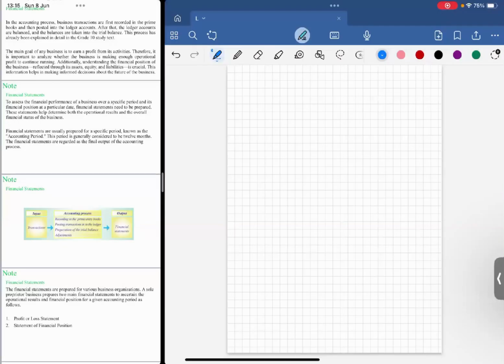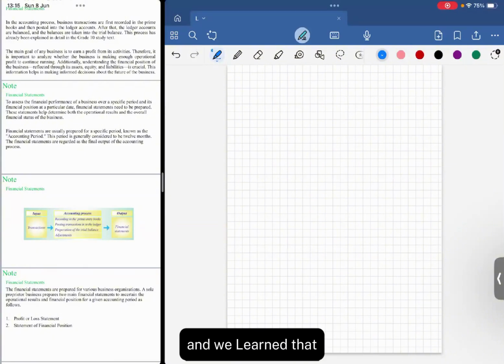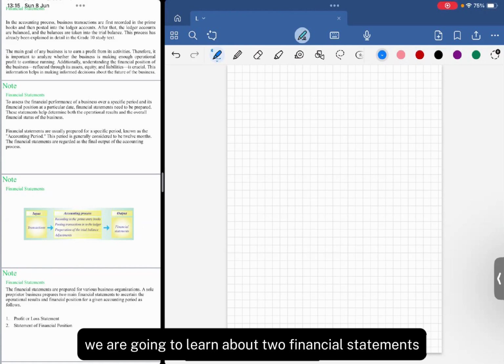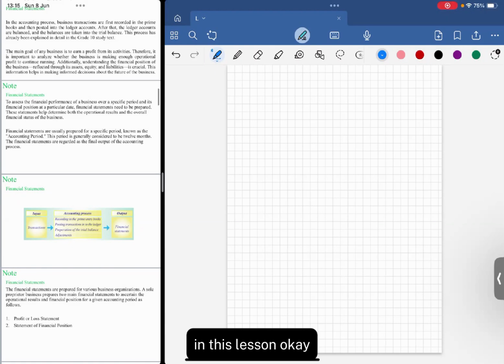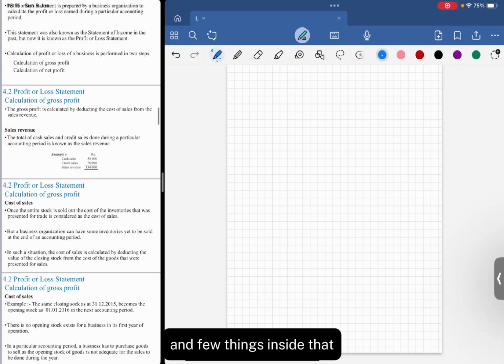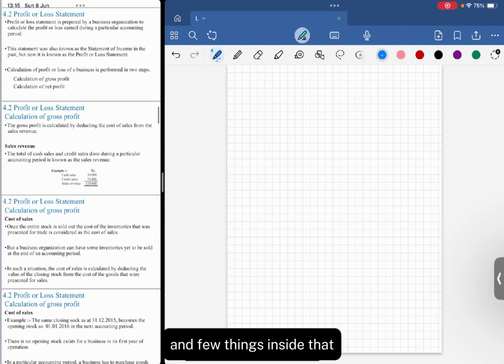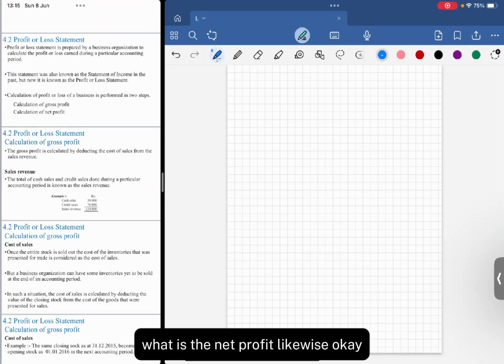Okay, so we studied sort of an introduction to financial statements, and we learned that we are going to learn about two financial statements, profit or loss statement and statement of financial position in this lesson. Firstly, we are going to learn about profit or loss statement and a few things inside that, such as what is the gross profit, what is the net profit, likewise.